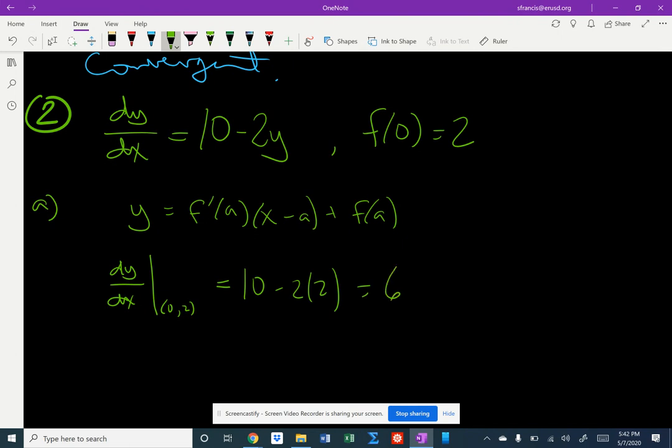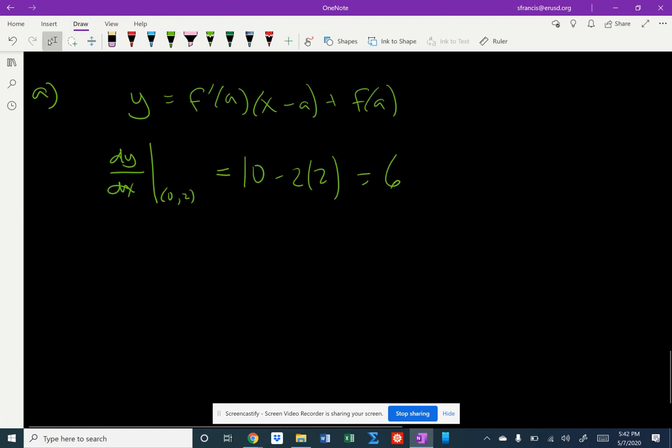Some of you very carelessly plugged in 0 for y instead of 2. And then we got this simple problem wrong at that point. But you're going to get y equals 6x plus 2 as the equation of the tangent line.